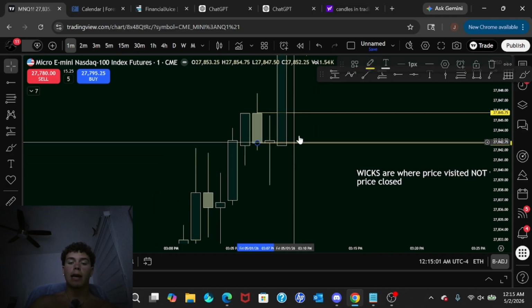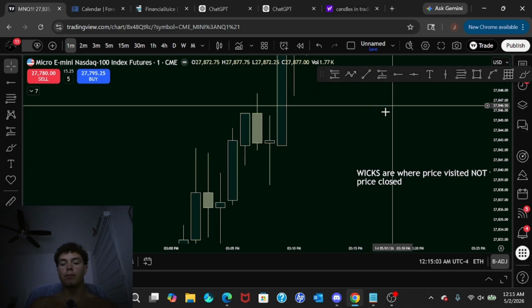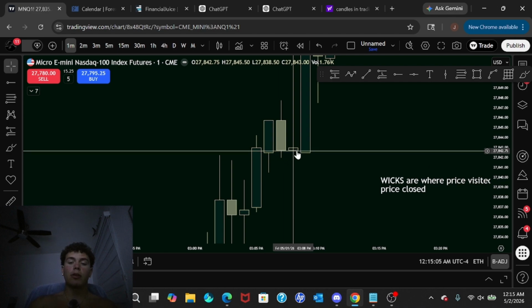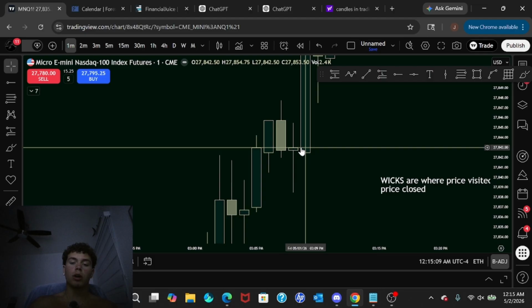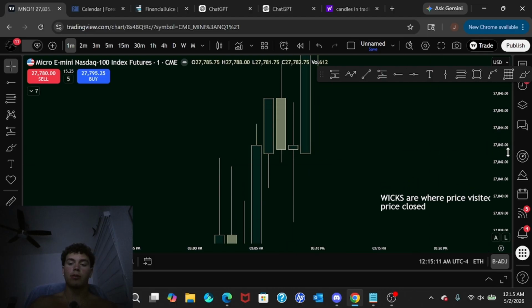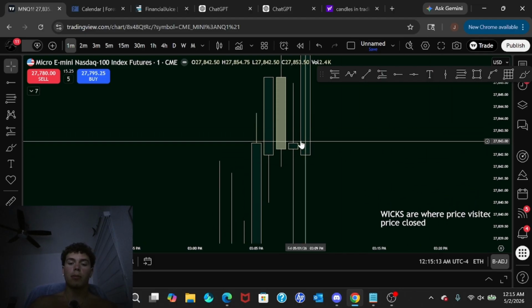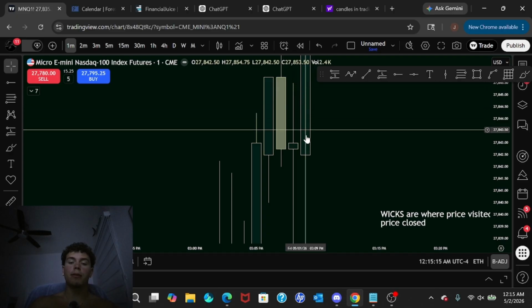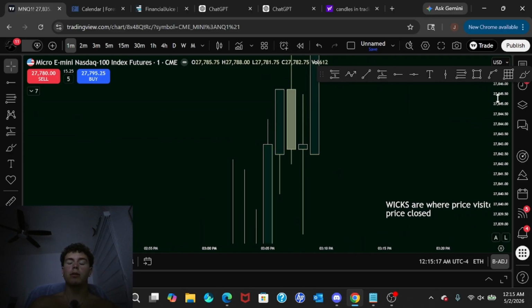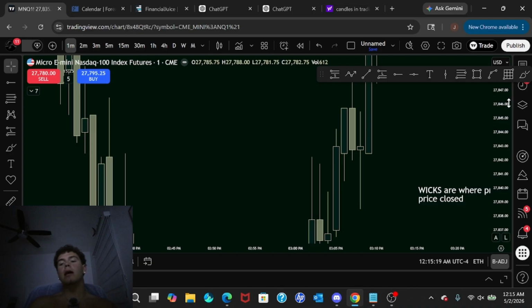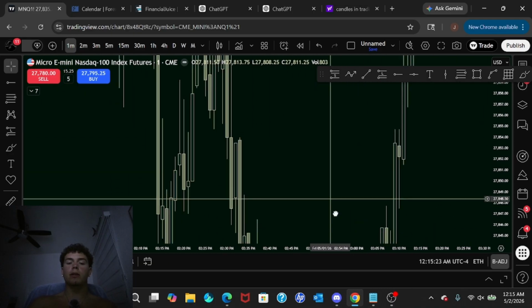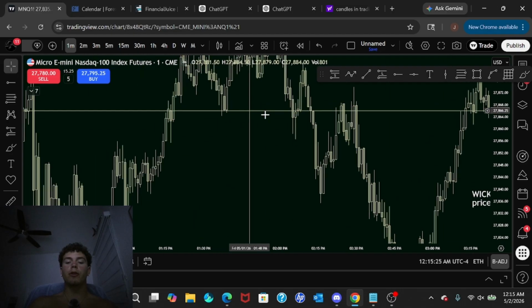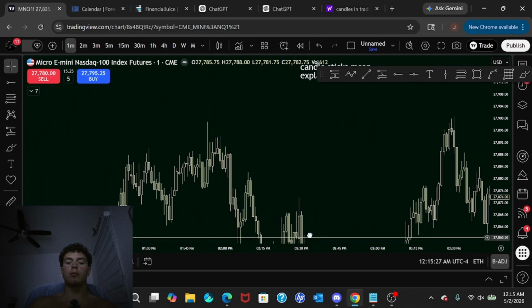So if we look at this candle, right? We see that it visited all the way down here, but we closed up here because this is a bullish candle. This candle closed up here. And at some point it visited up here, but it ended up coming back down. So that's that. And then I want to get a little bit more into wicks. This will be for another video, but we'll touch on this topic a little bit.